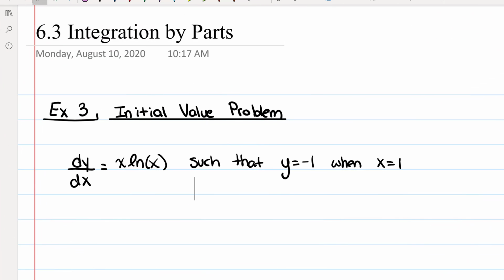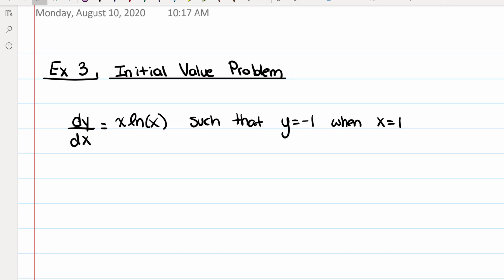Example 3. In this example, we're going to look at integrating by parts, but when we have an initial value problem. So that's when we're going to go ahead and solve for that plus c and just get the answer for the particular solution. So in the previous problems, we've gotten the plus c. Now we're going to do one extra step and go ahead and solve for it.